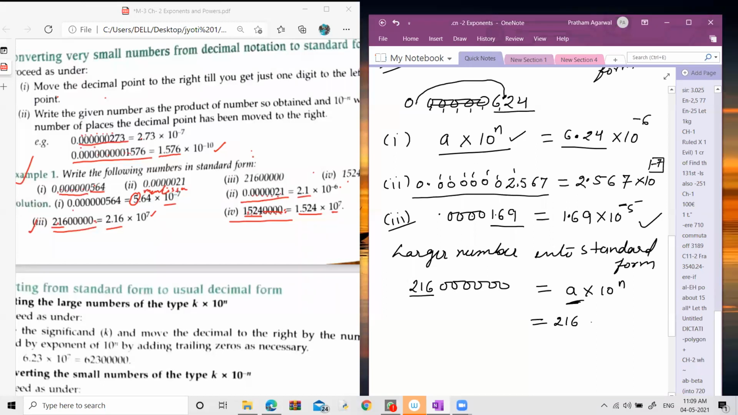Now we have to write the power of 10. You can see that there is no decimal. It means the decimal is at the last. So you have to shift this decimal from right to left, and bring it here after the 2. So how many steps do you have to move from right to left? Count the places. 1, 2, 3, 4, 5, 6.